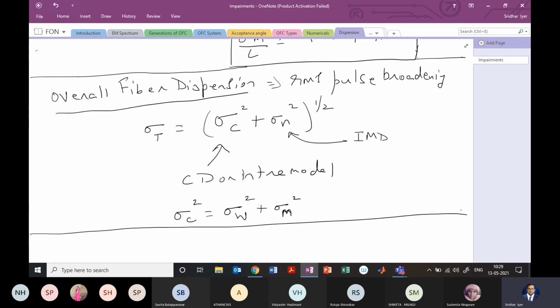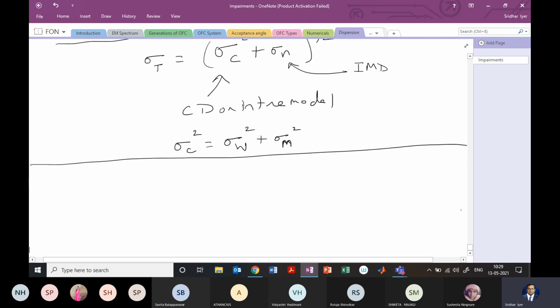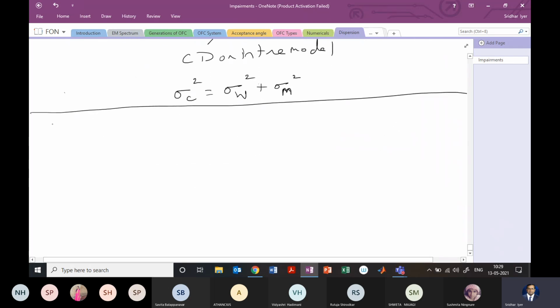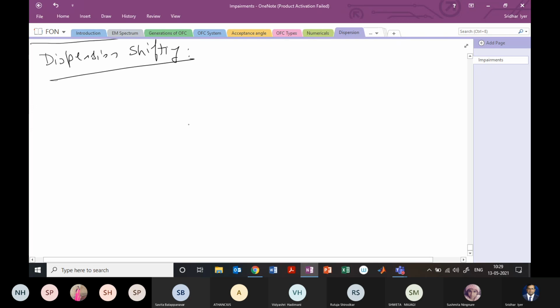So the next topic which we are looking at is dispersion shifting. Dispersion shifting. I had already drawn one graph yesterday to show you what exactly this dispersion shifting means, what we are trying to do, and what our aim is.